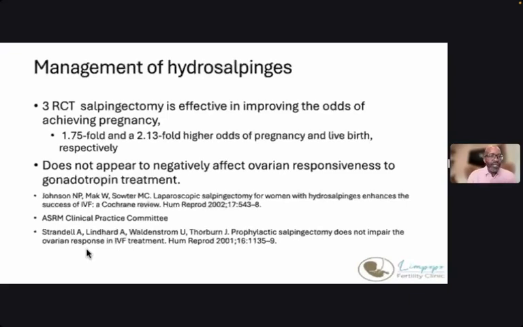And there were 3 randomized controlled trials that looked at salpingectomy, which was shown to be effective in improving the odds of achieving pregnancy. And a pooled analysis of these studies showed that salpingectomy for hydrosalpinx resulted in 1.5-fold and 2.13-fold odds of pregnancy and live birth, respectively. And it has been shown that salpingectomy does not appear to negatively affect ovarian response to gonadotropins.